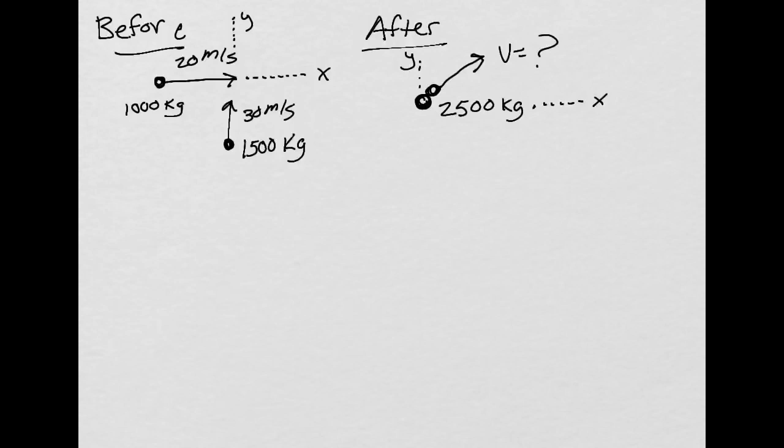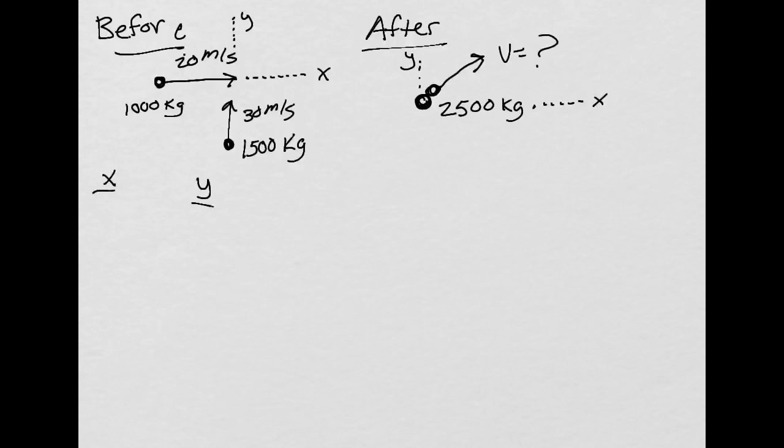We've assigned our mass and velocity to each object before and after the collision. The car has 1,000 kilograms. It's going 20 meters per second. The truck is 1,500 kilograms. It's going 30 meters per second. And the stuff crashed together is 2,500 kilograms, and it is going at unknown velocity. So now we need to break down our velocities into the respective components, so x and y before.